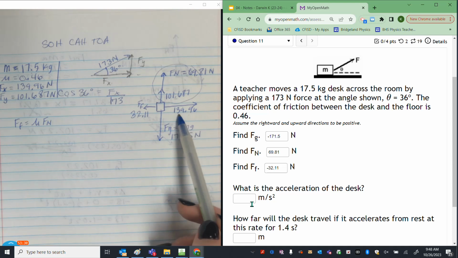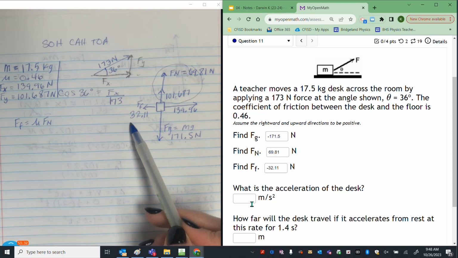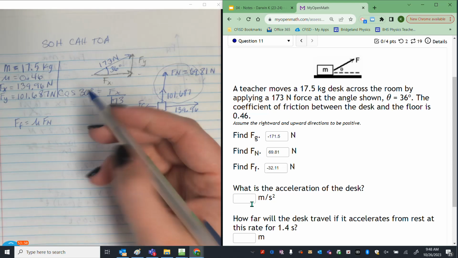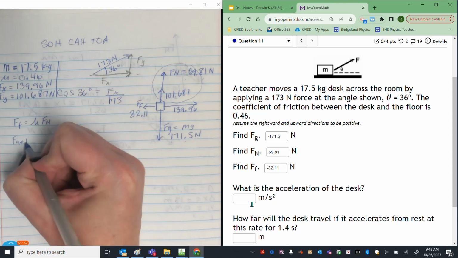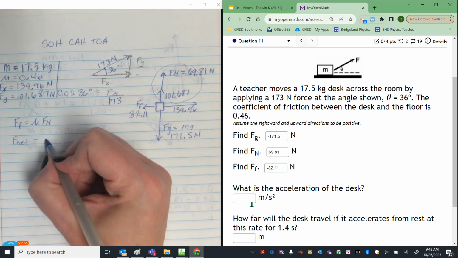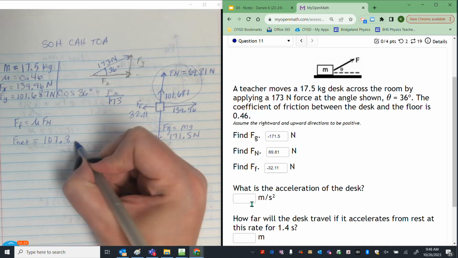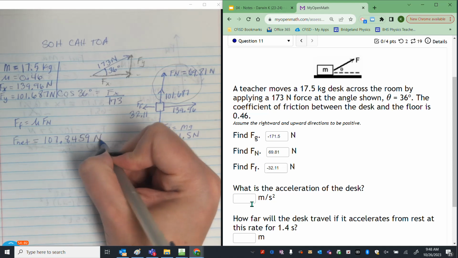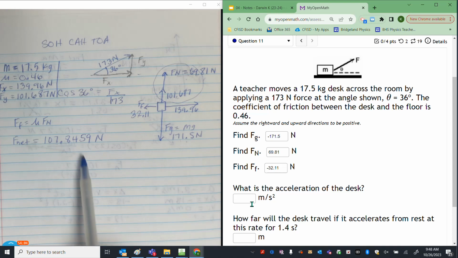139.96 plus negative, keeping in mind to the left is negative, plus negative 32.11, or really what you're doing then is subtracting. So my net force is going to be that 139.96 plus negative 32.11, or you can write minus 32.11, and I get my net force that way. F net is equal to 107.8459. It's still rounded, but I wrote out still digits here. So that is the net force. This one is that much bigger than this one.